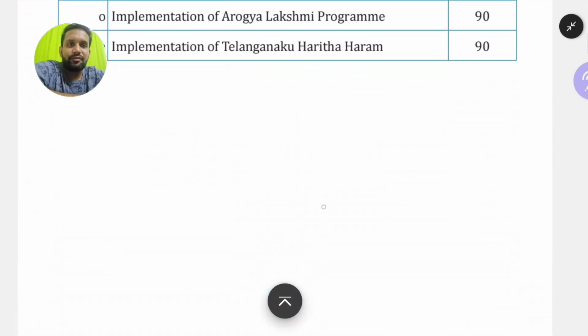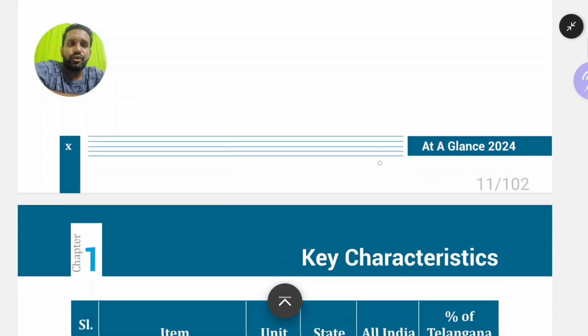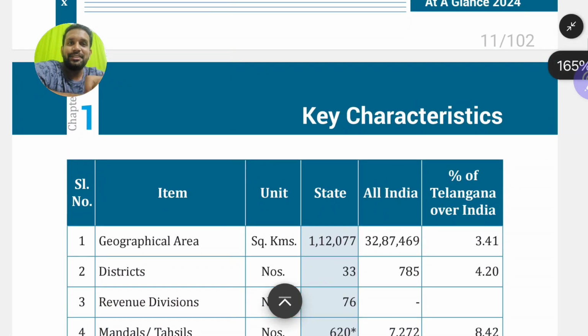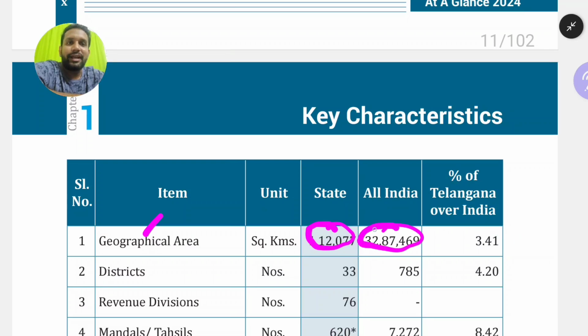Let us start our lecture with the first chapter here, that is statistics, nothing but the socio-economic profile of our Telangana in comparison with India. This is important. I really liked it because they have not only covered Telangana related things, but they have also compared it with India. You can see here very clearly the geographical area of Telangana is how much? 1,12,000 square kilometers, whereas of India is how much? 32,87,000 kilometers.